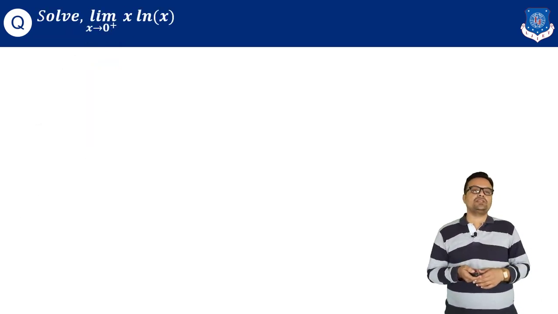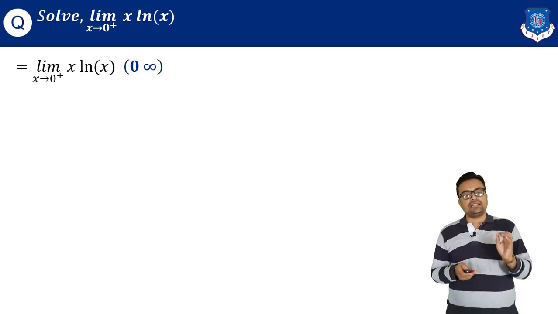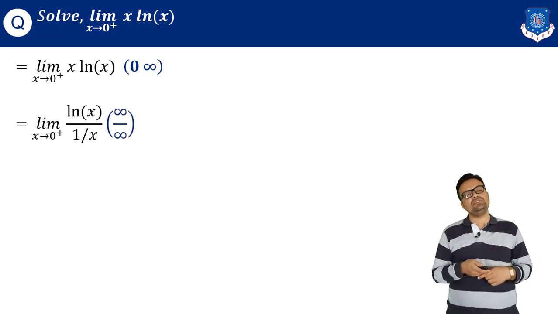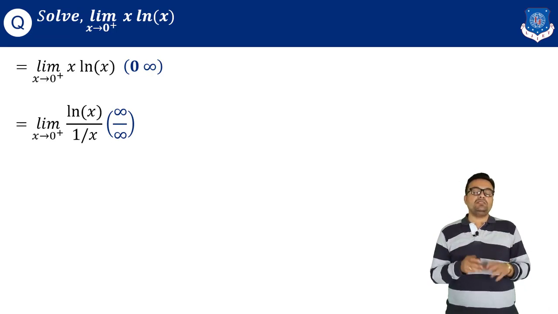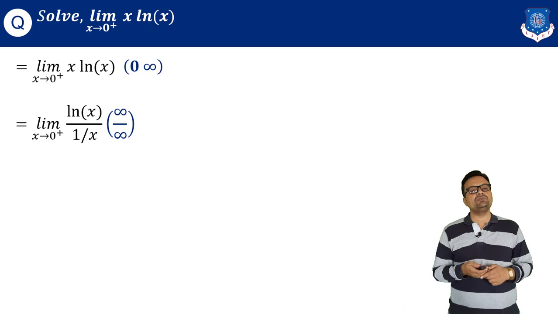Now let us take one more example, x into log x, x tending to 0 plus. If I take x tending to 0 plus, it is nothing but the 0 into infinity form. So I need to convert this into infinity by infinity or 0 by 0. In this example, it will be easy to convert this into infinity by infinity. So I am taking x into the denominator, so it will convert this whole 0 into infinity form into infinity by infinity.